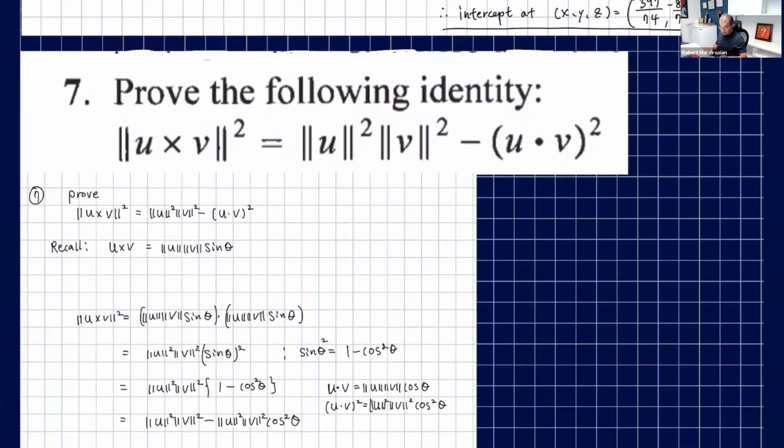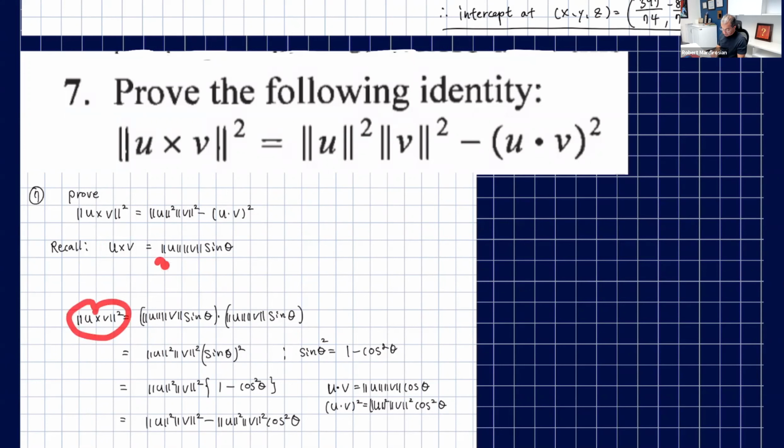Next one is a proof using vectors. It says prove that the magnitude of the cross product squared equals the magnitude of u squared times the magnitude of v squared minus (u dot v) squared. Let's start. The magnitude of u cross v squared: first of all, u cross v can be written as the magnitude of u times the magnitude of v times sine theta. That's a formula. Please watch the recording on cross multiplication.